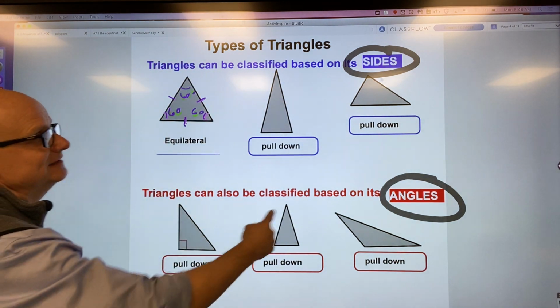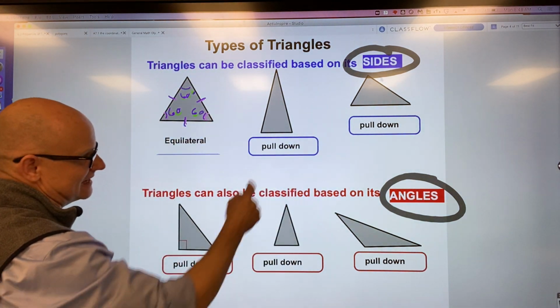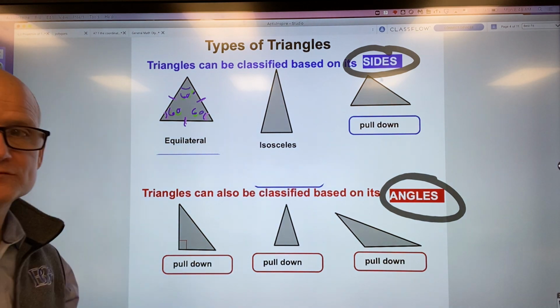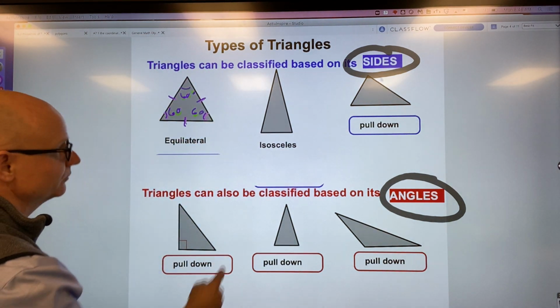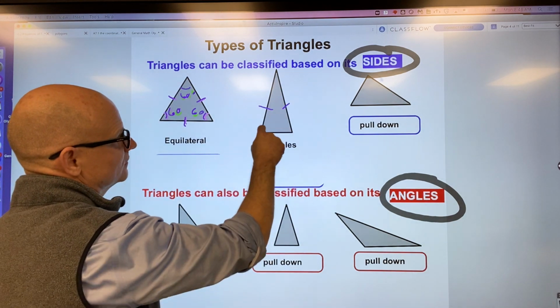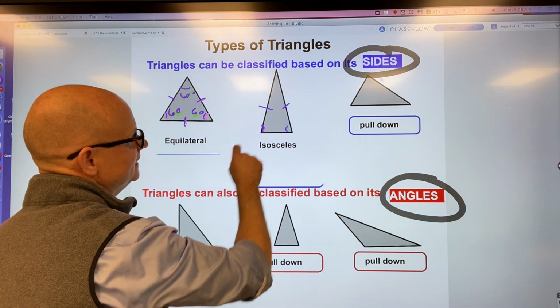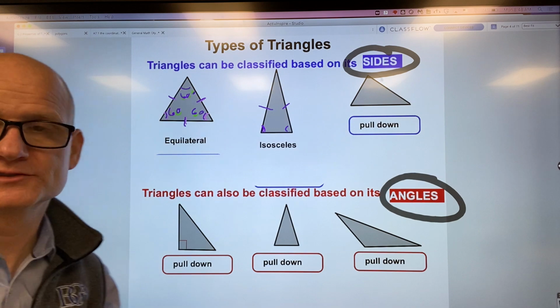This triangle, based on its sides, is called an isosceles triangle. That's where you have two sides that equal and two angles that equal. So this side and this side equals, as well as this angle and this angle. They equal each other. The sum of the three angles is still 180.